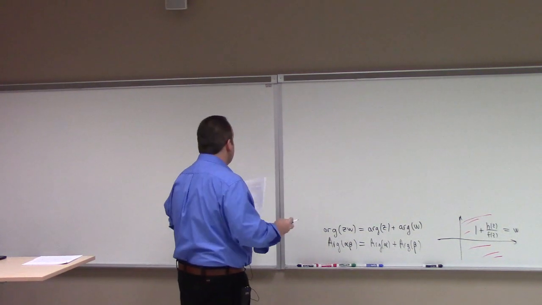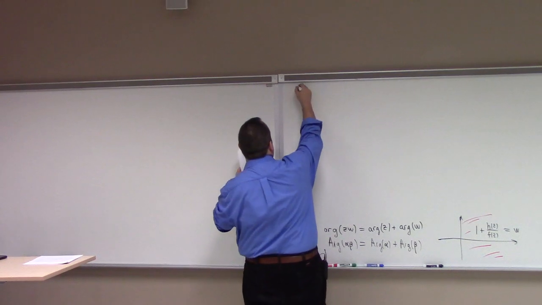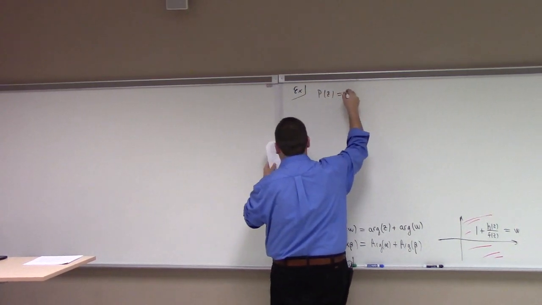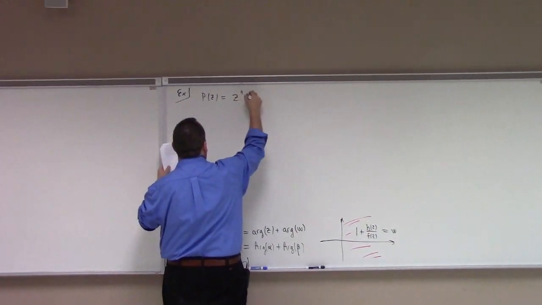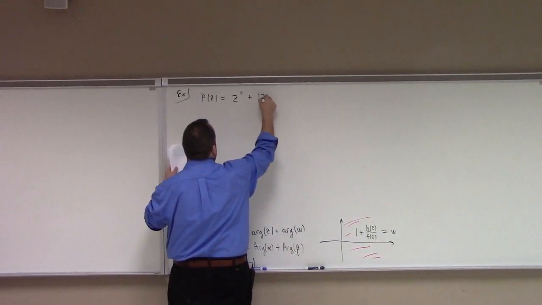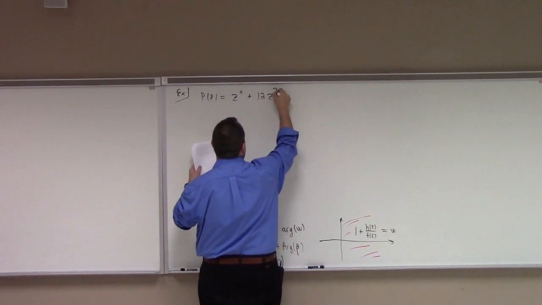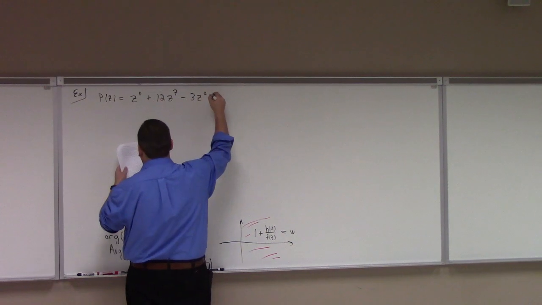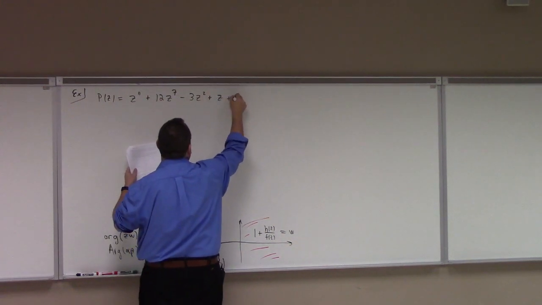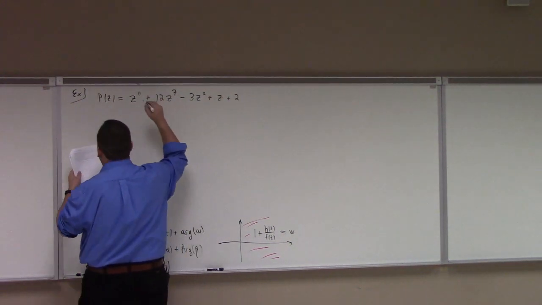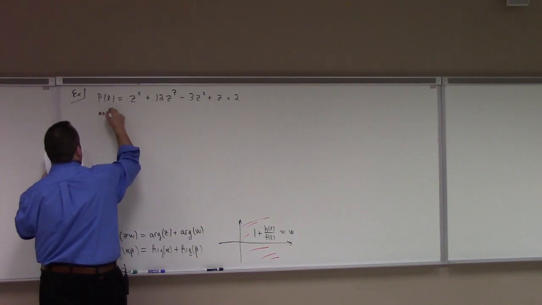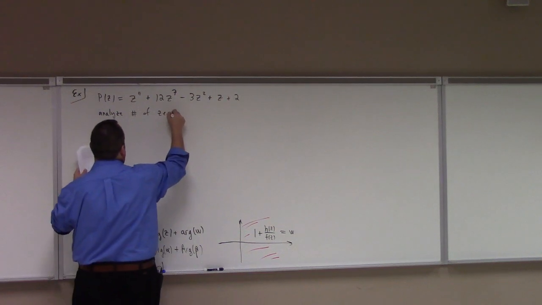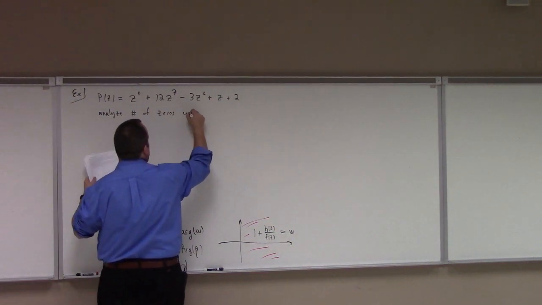Let's see here. So example. Here we have P of z equals z to the 11th plus 12 z to the 7th minus 3z squared plus z plus 2, right? And we want to analyze the number of zeros within the unit circle.